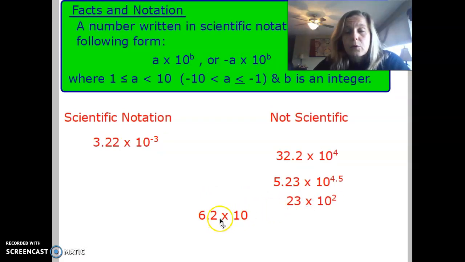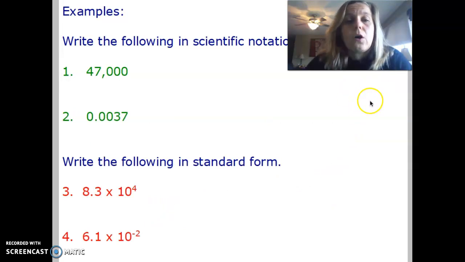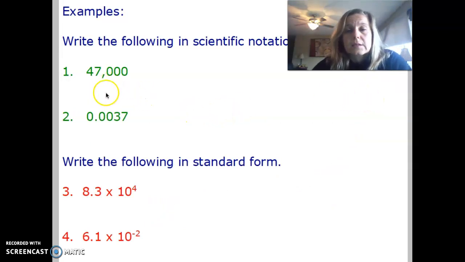And then 6.2 times 10, think about it. We talked about this. Everything has an exponent, so this would be scientific notation because there is that exponent of 1 there. We know we can write the following in scientific notation. Every number, if there's not a decimal point there, we know that decimal point is at the end. We need to move the decimal point so it's between the first 2 non-zero digits. So we know we need to get it between the 4 and the 7.